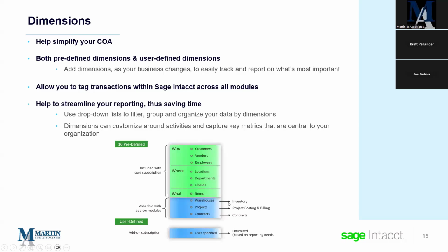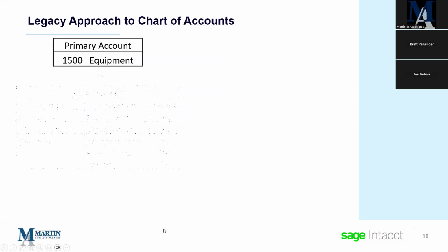If you have the inventory module, then warehouses come with it. If you have project costing and billing, then the projects come with it. If you have the contracts module, then the contracts dimension comes with it as well. And as I mentioned, you can also do user-defined dimensions through an add-on subscription.